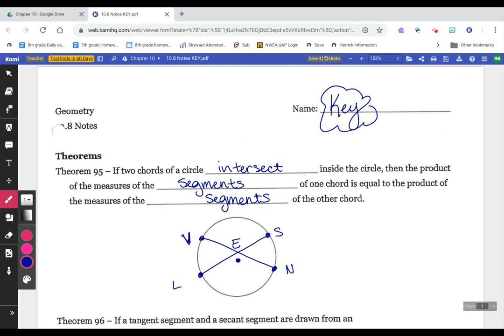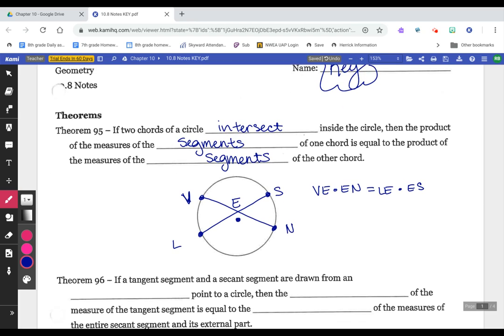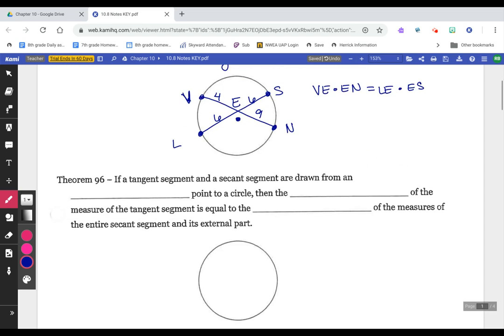All right, so the product of the segments of the chord, so VE times EN is equal to the product of the segments of the other chord. So that would be LE times ES. Okay. So for an example, you could do 6 times 6, and this would be 9 and 4. 6 times 6 is 36, 9 times 4 is 36. So that would work out. All right, moving on.